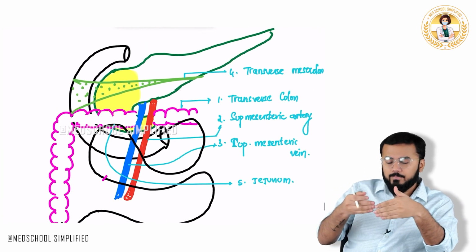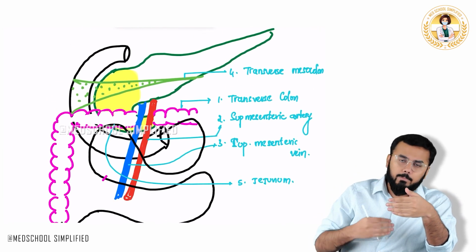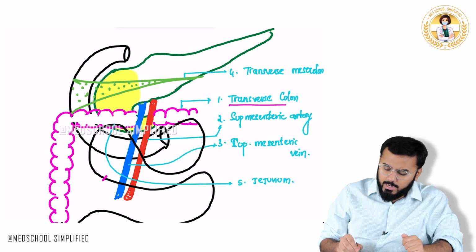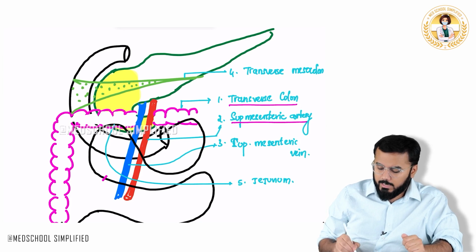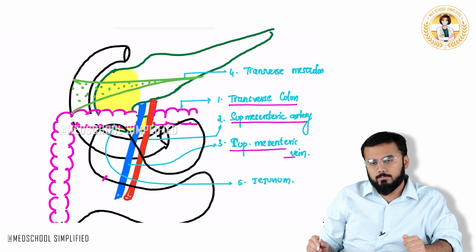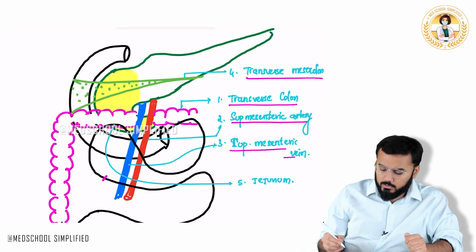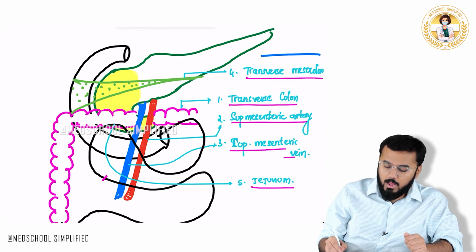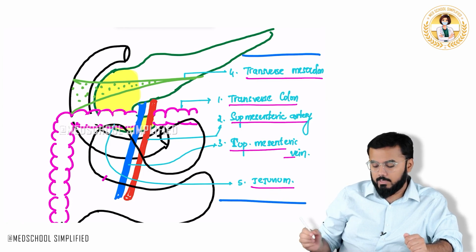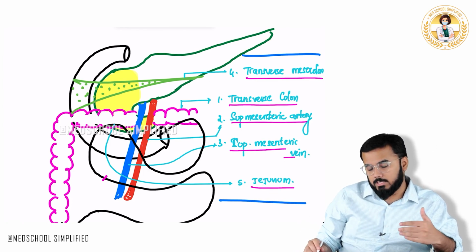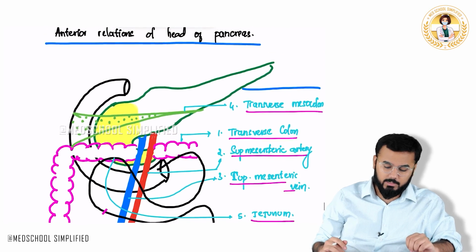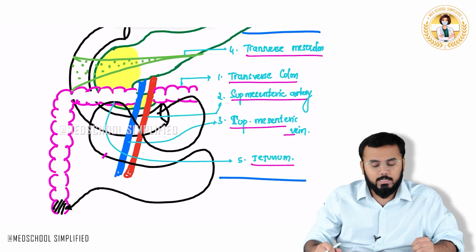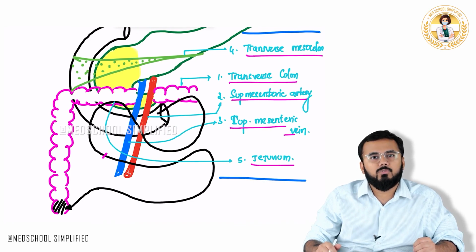If someone asks you what are the different parts that are related to the anterior part of the head of the pancreas, the first important thing is the transverse colon, next the superior mesenteric artery and superior mesenteric vein, then the transverse mesocolon as well as the jejunum. All these structures which I have just mentioned are the structures which are covering or passing over the anterior surface of the head of the pancreas. Okay, so this is all you need to know regarding the anterior relations. Thank you so much for watching my video. Goodbye.